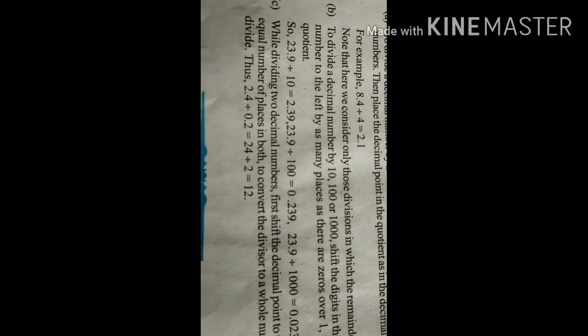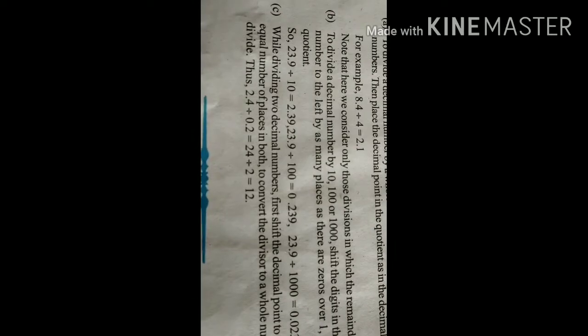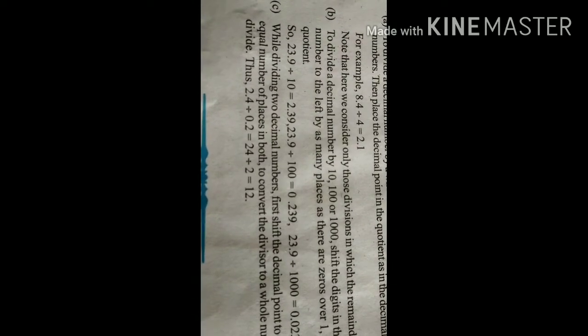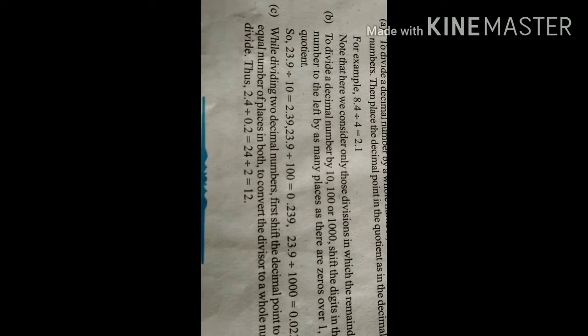Okay. To divide a decimal number by 10, 100 or 1,000, shift the decimal point in the number to the left by as many places as there are zeros over 1 to get the quotient. Understanding? While multiplying by 10, 100 or 1,000, we moved the decimal from left to right, but here in division we have to move it from right side to left side.